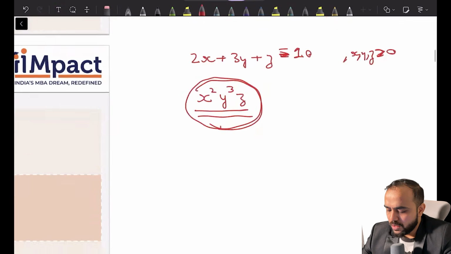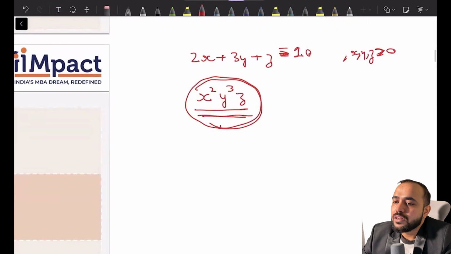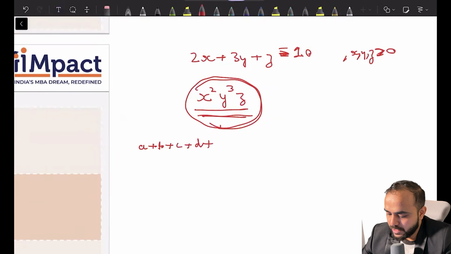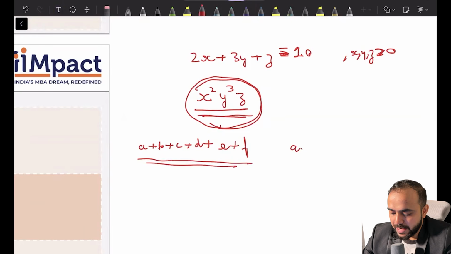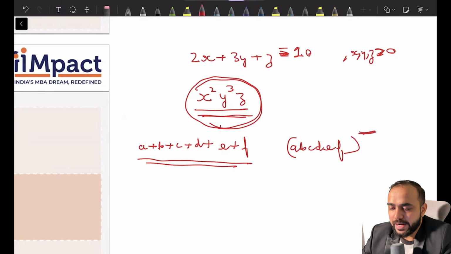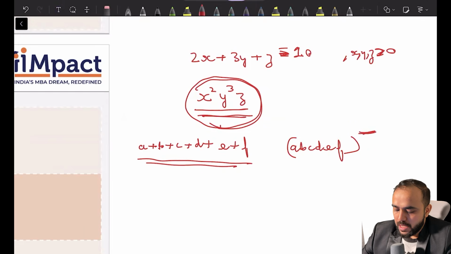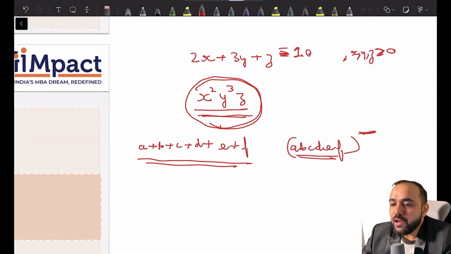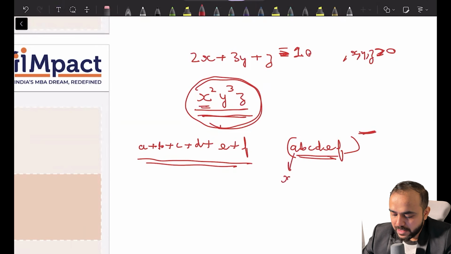Right? So what is it that it's the GM of is what we have to determine. Now, if you remember, A plus B plus C plus D plus E plus F, if this is the arithmetic mean, then I get A, B, C, D, E, F raised to a certain power on my geometric side. Now, of these six terms, I want two to be of x so that I get my x square, right? So I will tag this to x and x.